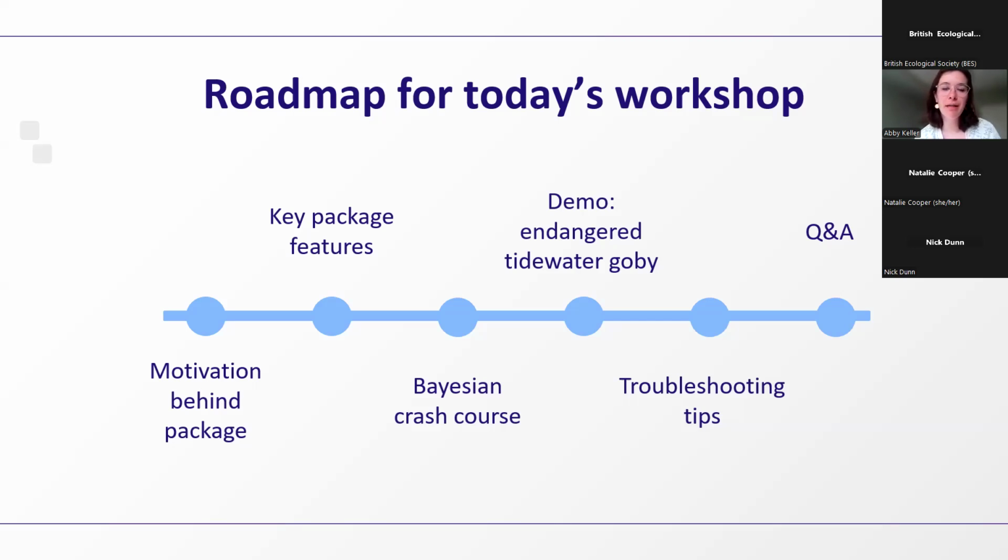I'll then go through an example workflow with endangered tidewater goby data from California. This is one of two data sets that are embedded within the package, so you can play around with them as well, and it's useful for seeing how the input data should be structured. I'll finish with some troubleshooting tips and final thoughts. And then if all goes to plan, we'll have some time at the end for Q&A.